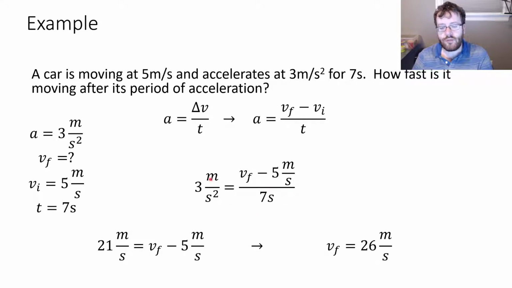All I did was just simplify this a little bit, multiply both sides by 7. I get 21 meters per second is equal to the final velocity minus 5 meters per second, and I end up with a final velocity of 26 meters per second, which is pretty fast. It's about highway speed.